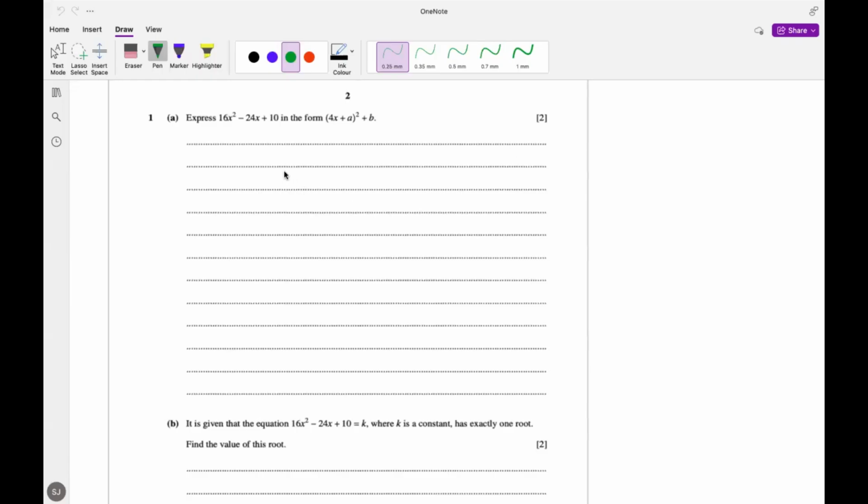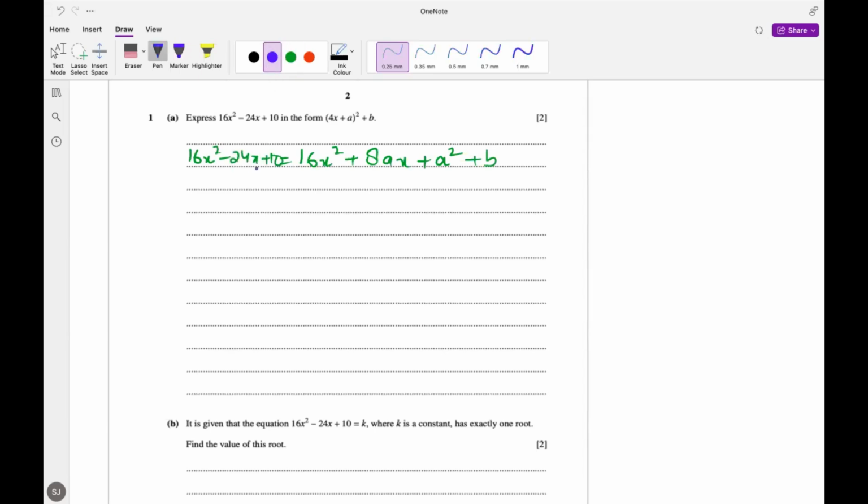In question 1, part A, we have to express 16x squared minus 24x plus 10 in the form (4x plus a) whole squared plus b. So to express this, we can use a comparison method. Expanding (4x plus a) whole squared, we'll get 16x squared plus 2 times 4x times a, which will be 8ax, plus a squared, plus b. And this is equal to 16x squared minus 24x plus 10.